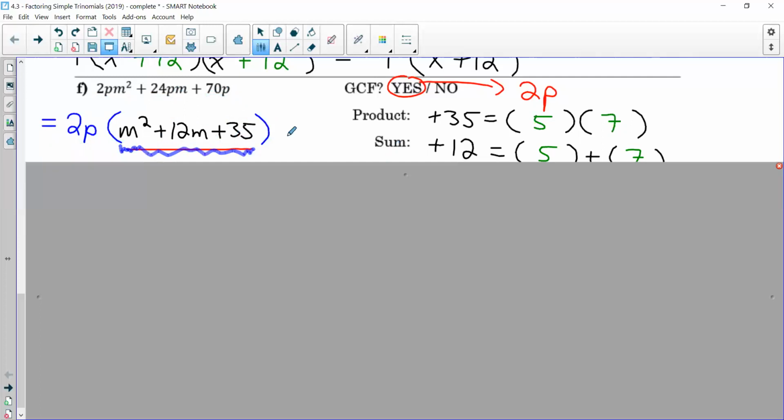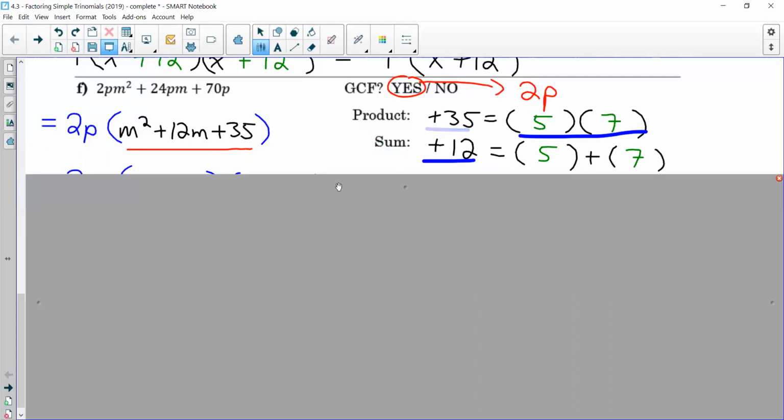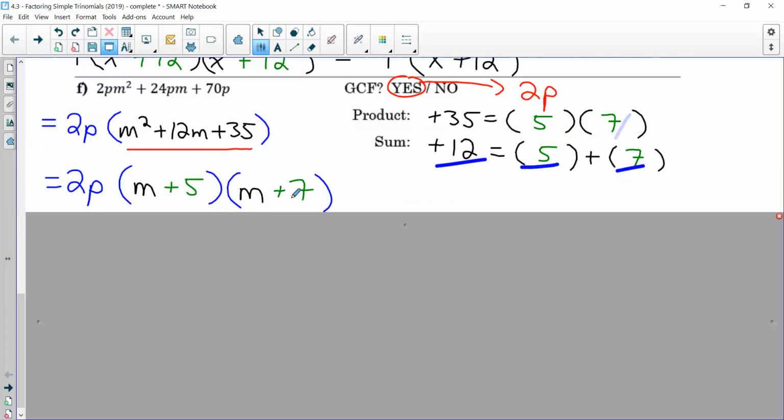So what you have to do now is check this product and sum technique. So you're looking for a product, two numbers that multiply to 35, and the numbers that then add to 12, assuming they're the same. Are they the same? So two numbers that multiply to 35 are 5 and 7. Do these numbers add to 12? They sure do. So that means that the 5 and the 7 are going to be part of the final factoring step.